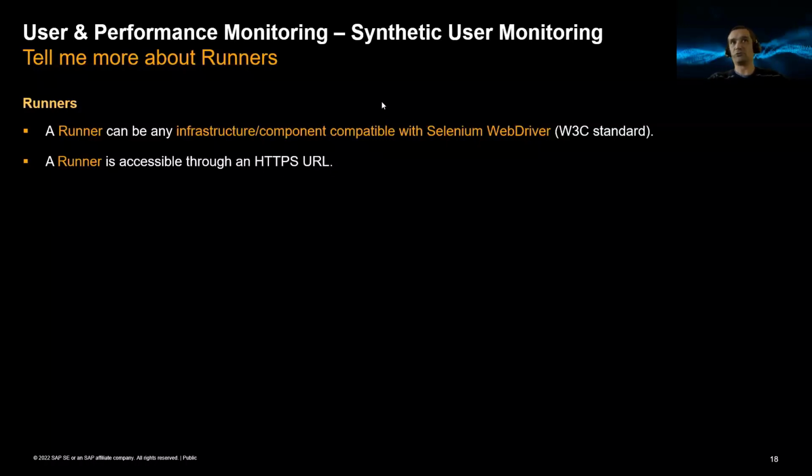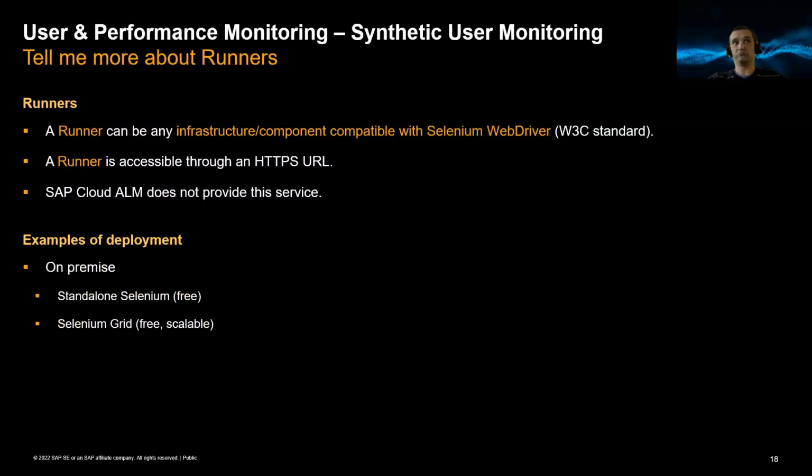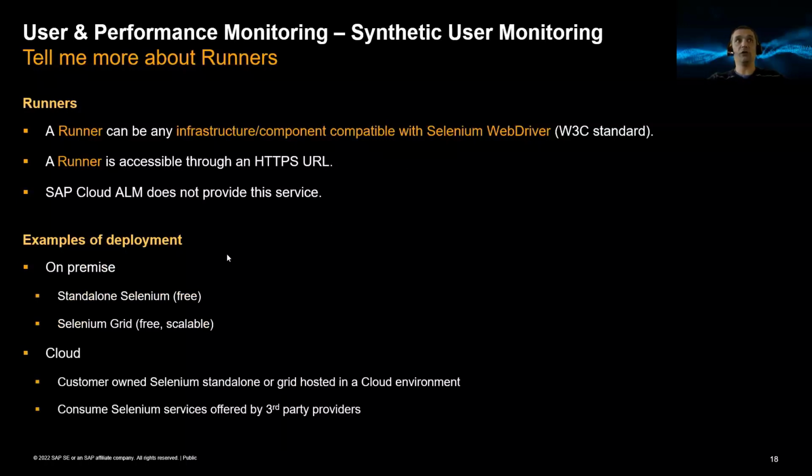As I explained earlier, this runner represents the end user accessing the application you want to monitor. So SAP Cloud ALM does not provide this runner infrastructure. This infrastructure could be located at different locations. It could be on-premise, with different technologies, or it could also be in the cloud, in your own tenants or in some third-party services. I will come back to that just after.